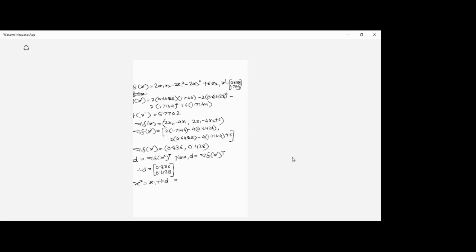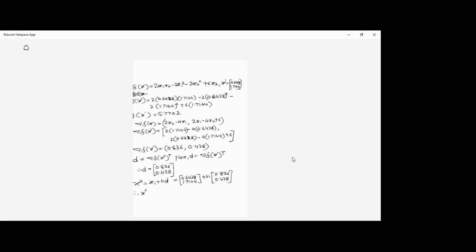So do we have x1 value? Yeah, we have x1 value, which is 0.6428, 1.7144. And do we have h value? No. We have to find out. Do we have d value? Yeah, 0.836 and 0.428, right?